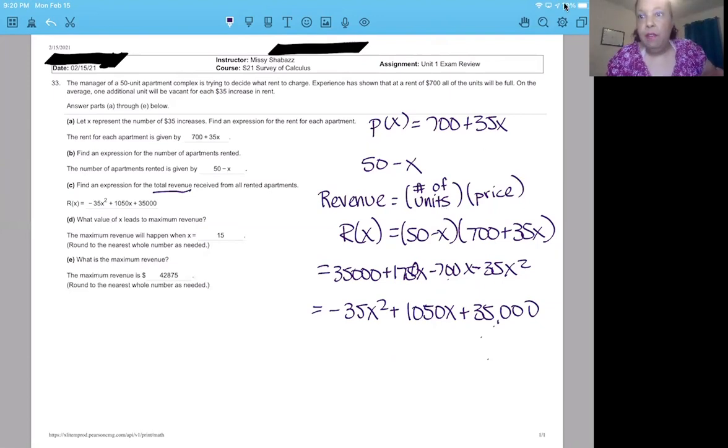One second, I have a friend whose dad is in the ICU with COVID. Okay, so I just had to get her text just in case.